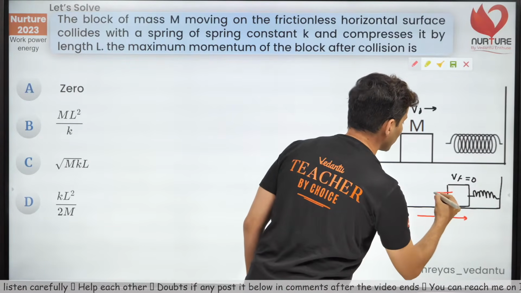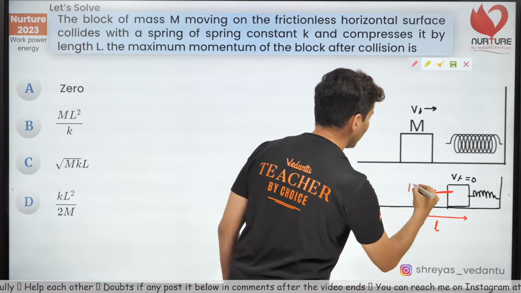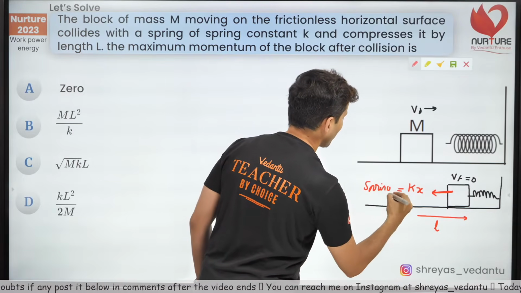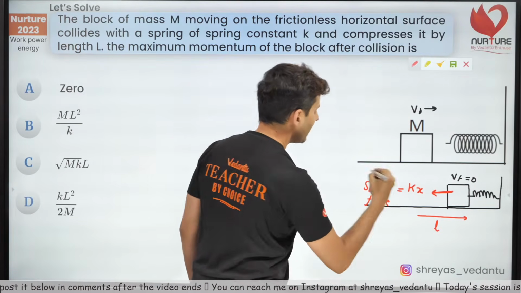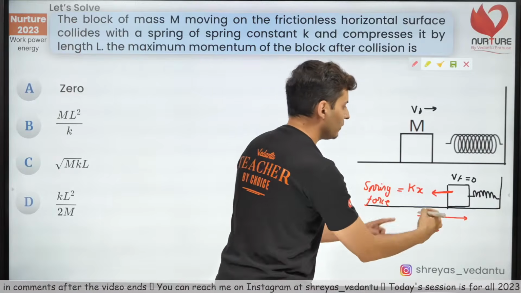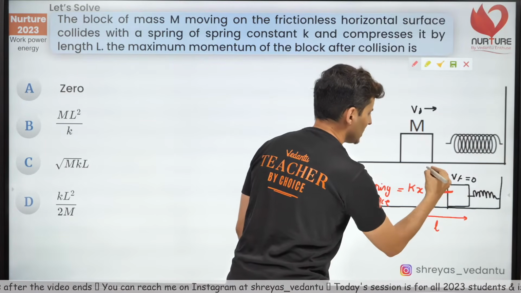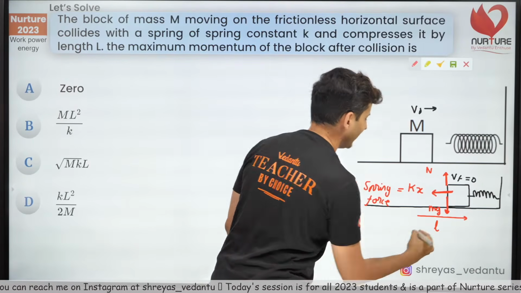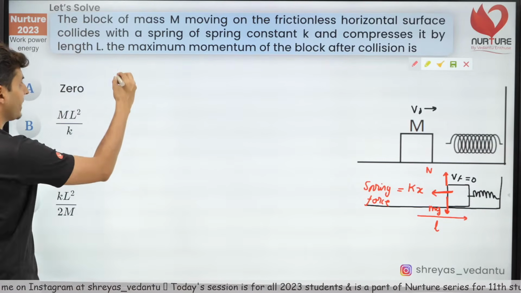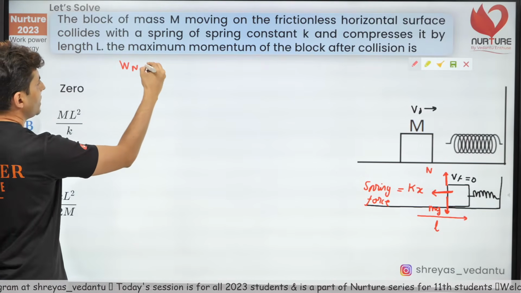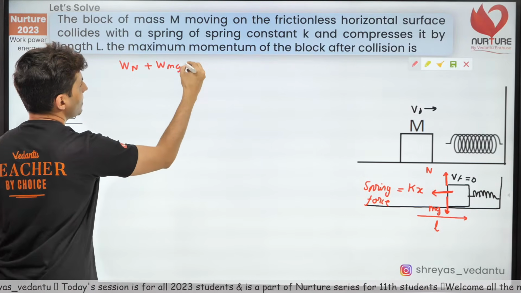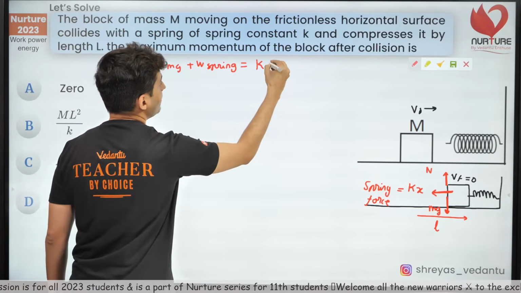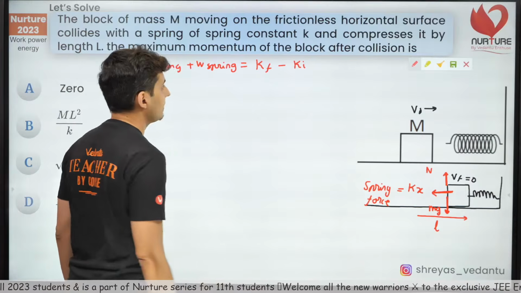The spring force would have been acting this way, Kx. What is this Kx? This is the spring force. Now, apart from the spring force, there are two more forces, which are normal and the mg force, or weight force. According to the work-kinetic energy theorem, work done by normal plus work done by mg plus work done by spring, all these forces together, will be final minus initial kinetic energy.